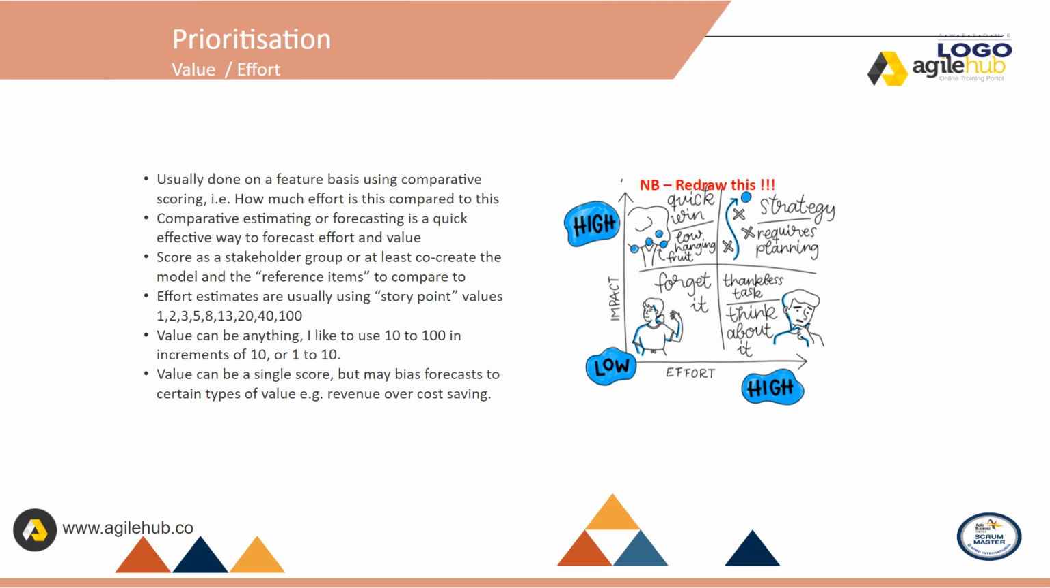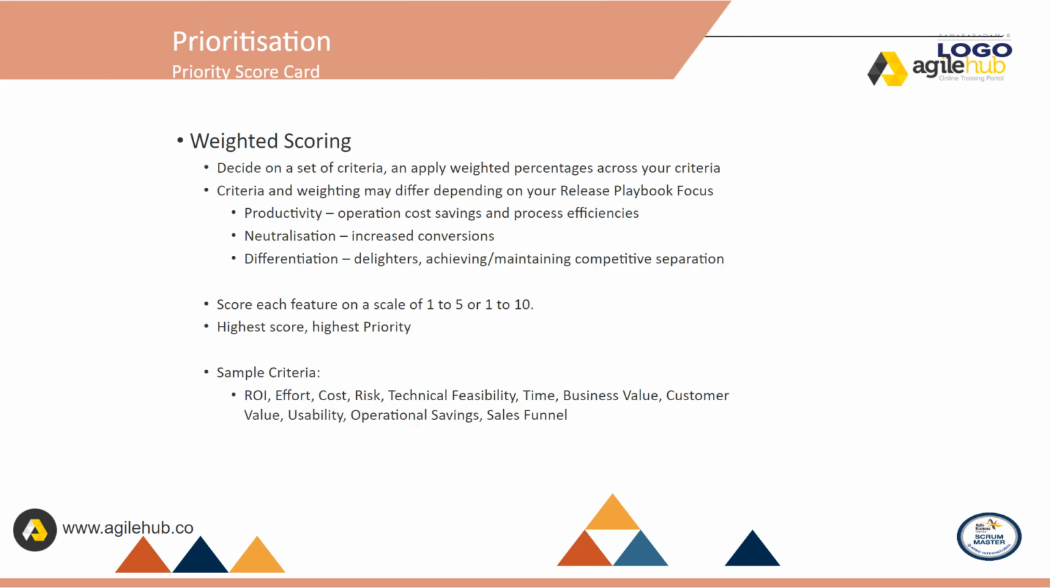Value can be a single score, but may bias forecasts to certain types of value, for example, revenue over cost saving. Prioritization: priority scorecard. Weighted scoring. Decide on a set of criteria, and apply weighted percentages across your criteria. Criteria and weighting may differ depending on your release playbook focus.